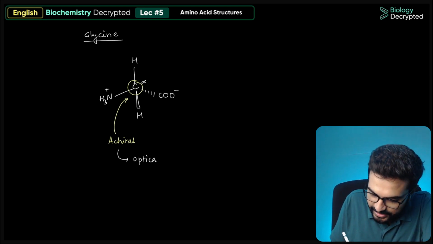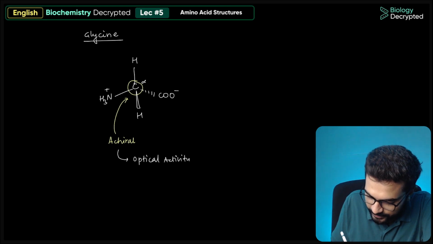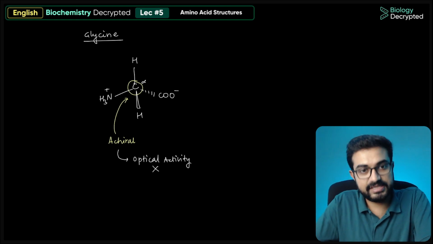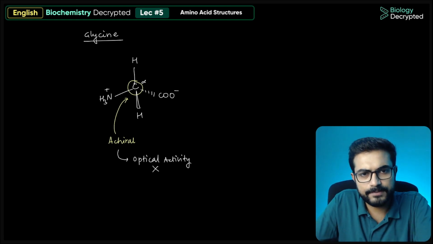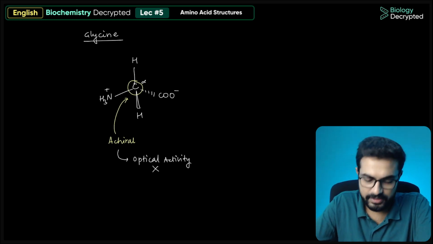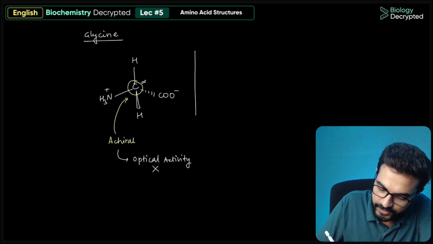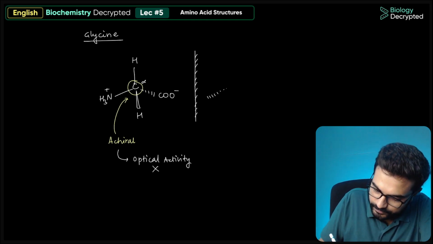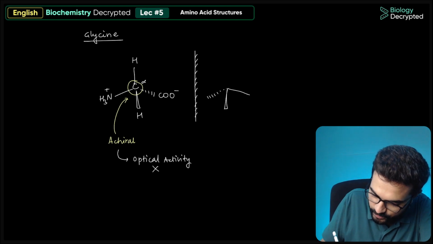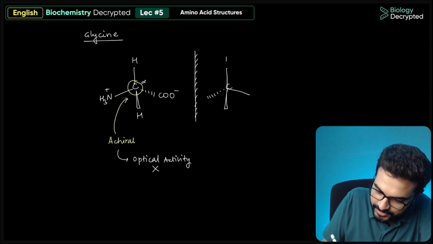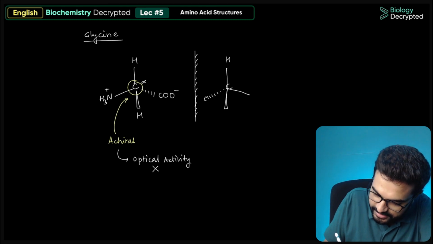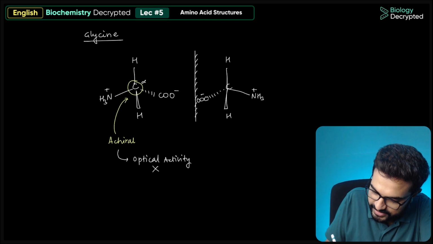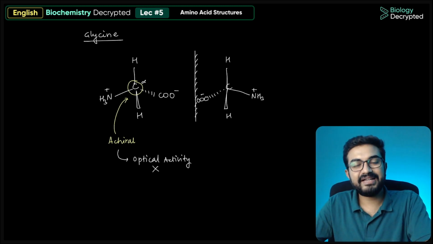So optical activity is not shown by glycine, whereas other amino acids definitely show optical activity because they have four different groups and will show optical isomerism. So if we take a mirror image of glycine, this is roughly how the mirror image will look. Here we have the carbon, here there is hydrogen, here there is COO minus, here there is hydrogen, and here we have NH3 plus.